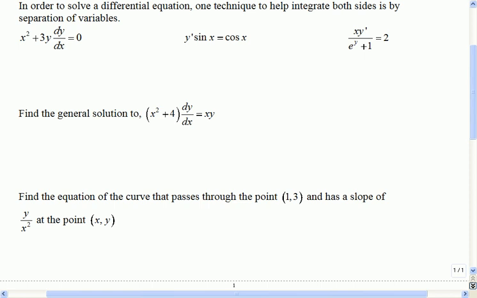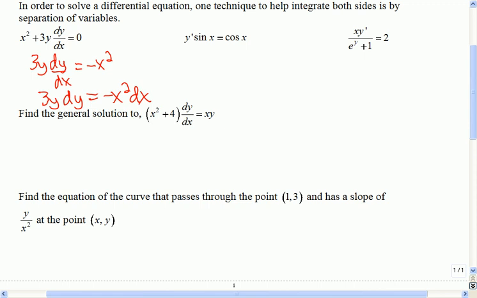Okay, so for the first one, I would probably set it up like this, so that when I separate them, I'll end up with 3y dy is negative x squared dx.